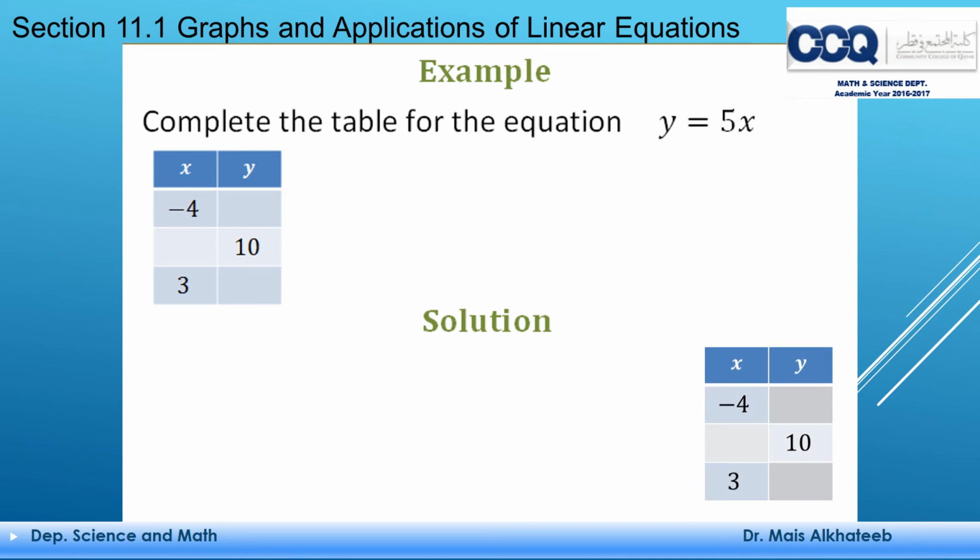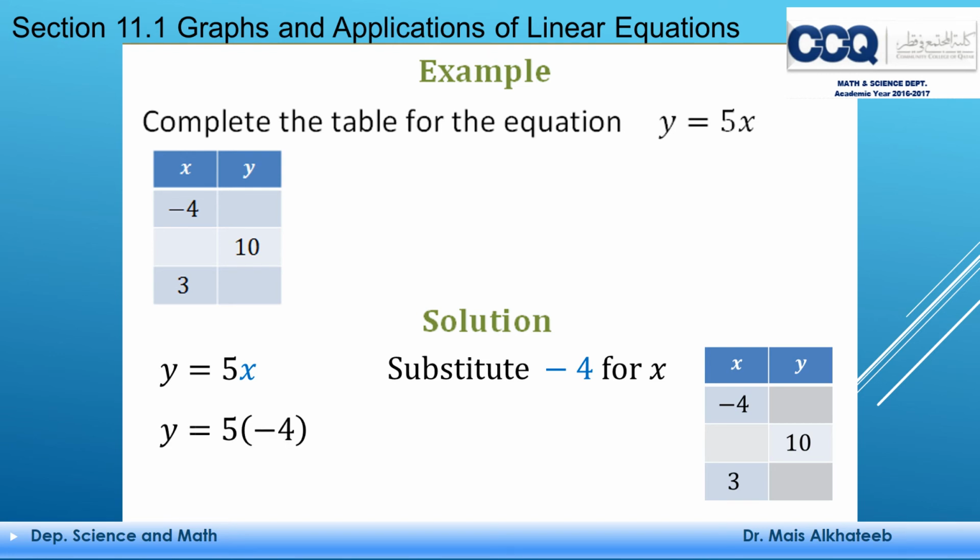At first I have to complete the table. I have x equal minus 4. I take the equation y equal 5x and replace x by minus 4. 5 times 4 is 20, and plus times minus is minus. So I will have y equal minus 20. They gave me x, and I calculated y, minus 20.